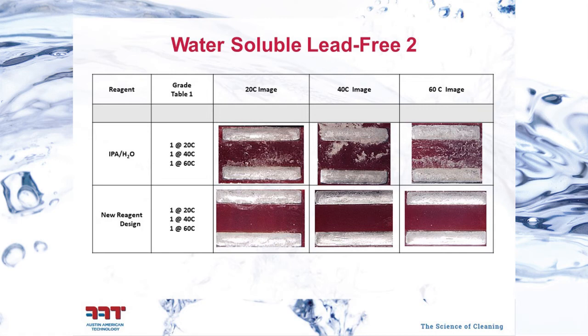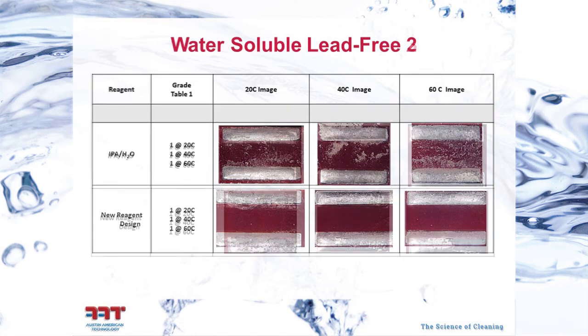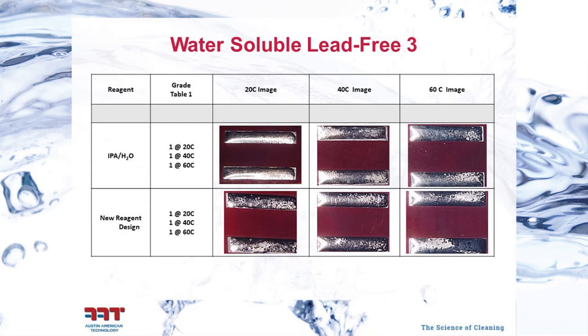Now the next one, this is where we start to get into our residues. You can see the IPA and water, as it went along, may have done some cleaning, but didn't clean them completely, and then left that white flaky residue. And our DI water down at the bottom at 20°C, room temperature, was not great, but as we heated it, we got excellent cleaning.